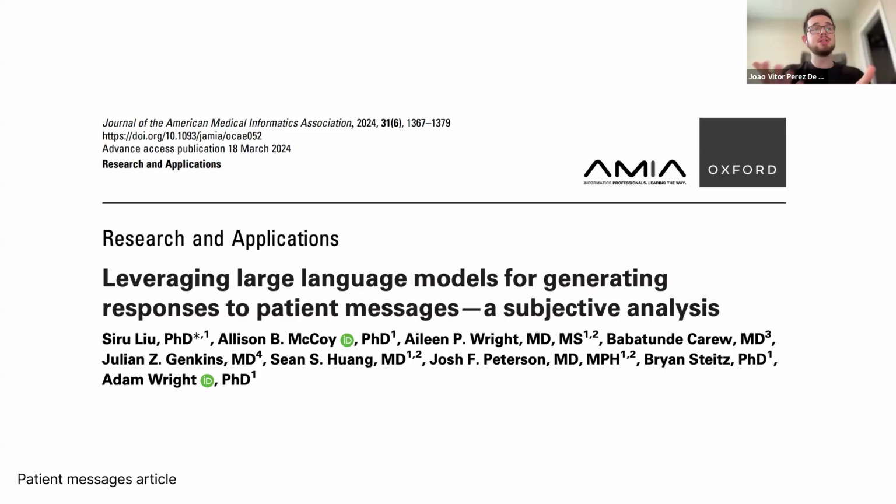And then for another application, this is a paper published in 2024 on using large language models for generating responses to patient messages.